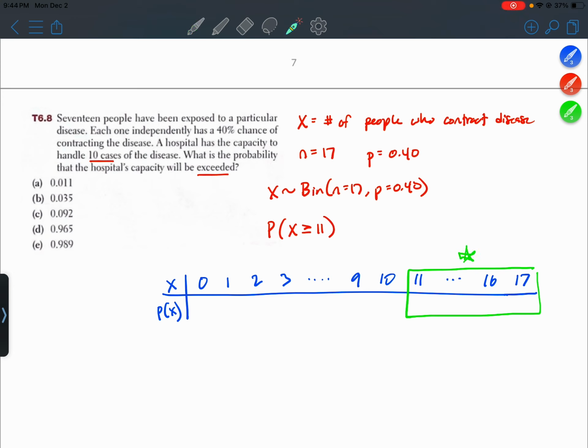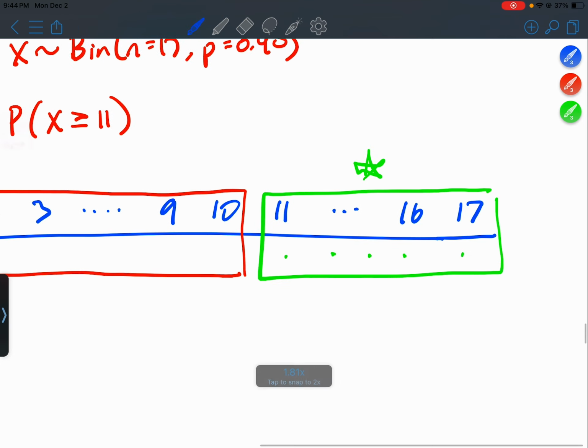Okay. Now, as I was saying earlier, we could calculate every one of these probabilities individually and add them up. Okay. But that's a lot of work. So instead, what we'll do is we'll find the probability of everything else, right? Of the outcomes 0 through 10. Okay. Now that seems silly. Why would we do that? Well, we're using this fact that the probabilities have to add to 1.